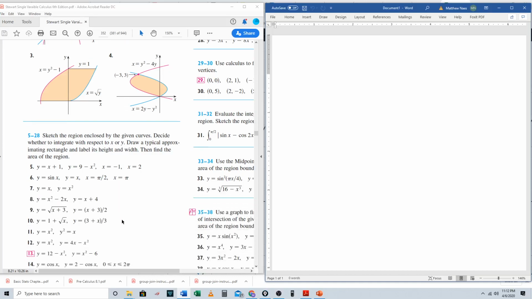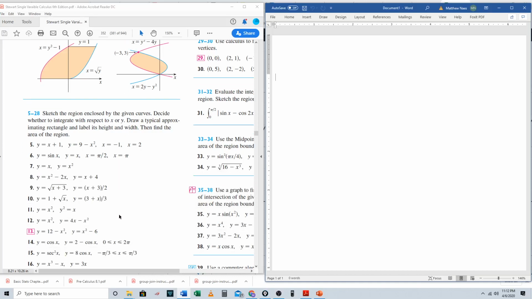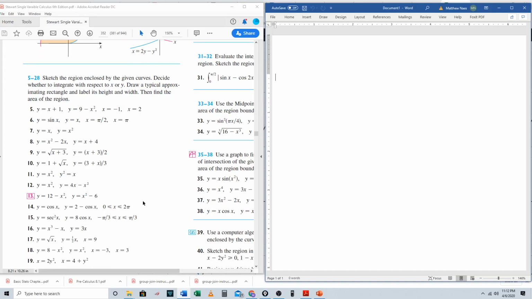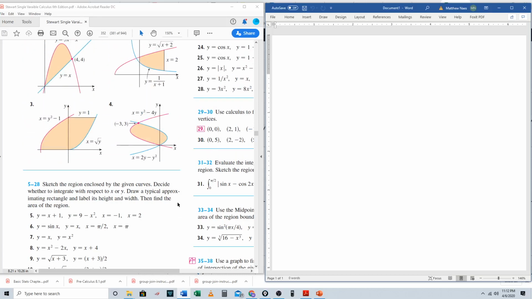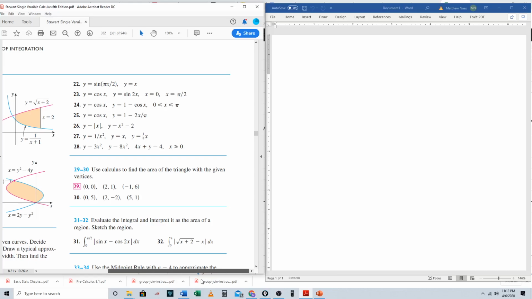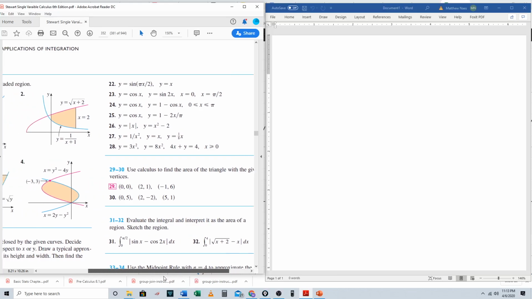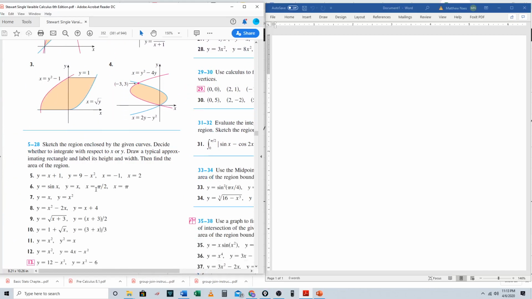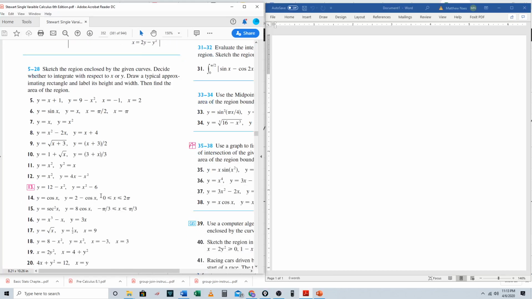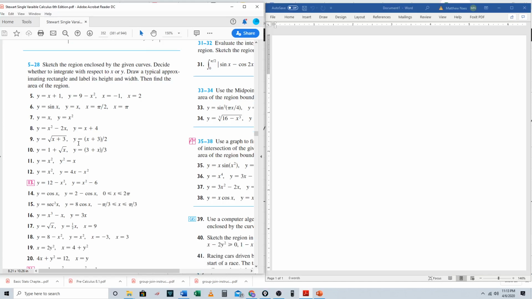The issue comes when x is not in terms of y, but the region is bound by 0 to y. That would be somewhere on here. I know it's somewhere. Oh, right here. Number 11.